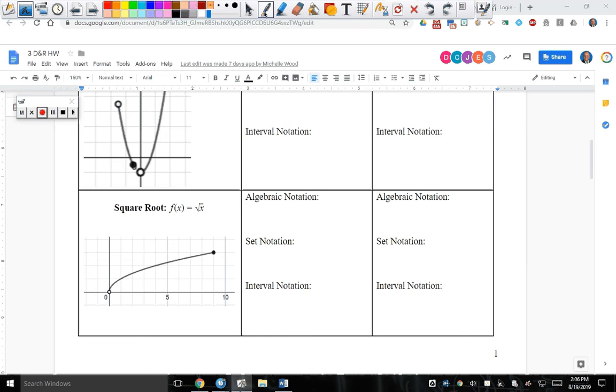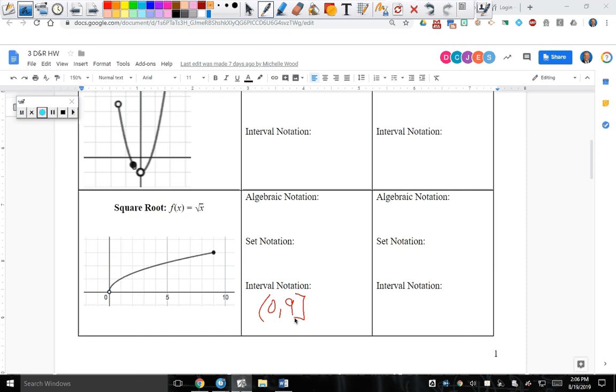At 0. At x equals 0. And it's going to go all the way to what? 9. Parentheses or brackets at 0? Parentheses. How about 9? Bracket.